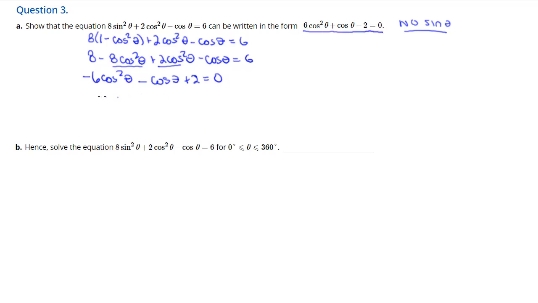I look to see that's not exactly what they want. Everything's just got to be multiplied by negative 1. And then it is exactly what they want. So, awesome. We're ready to go to the next part and actually solve it.